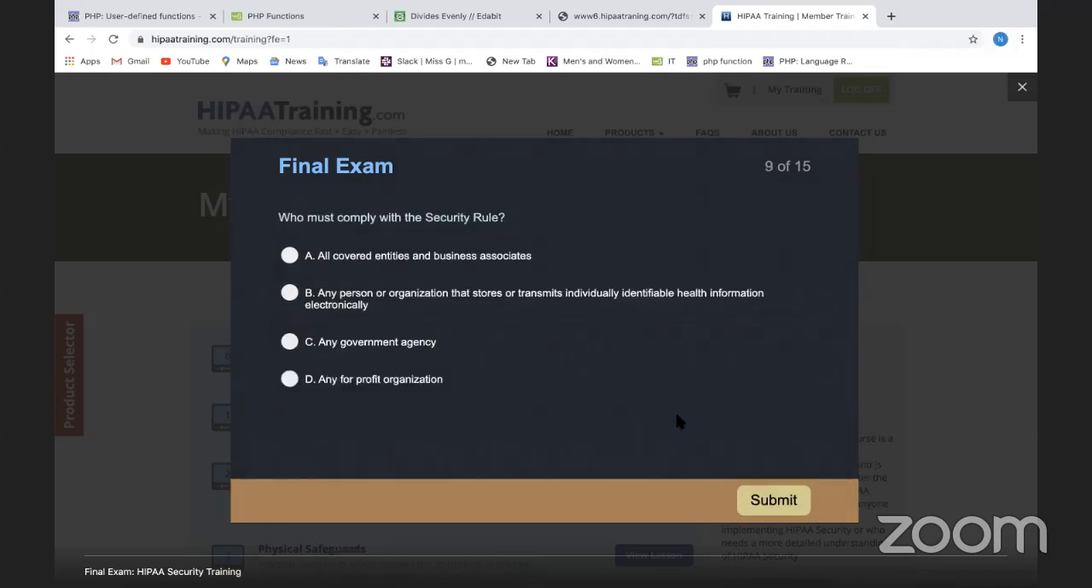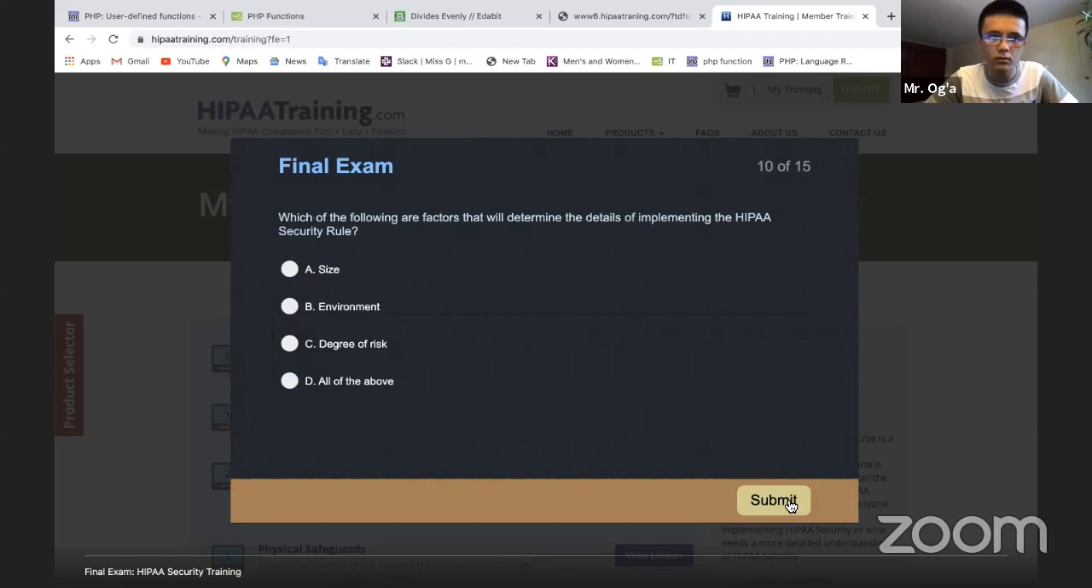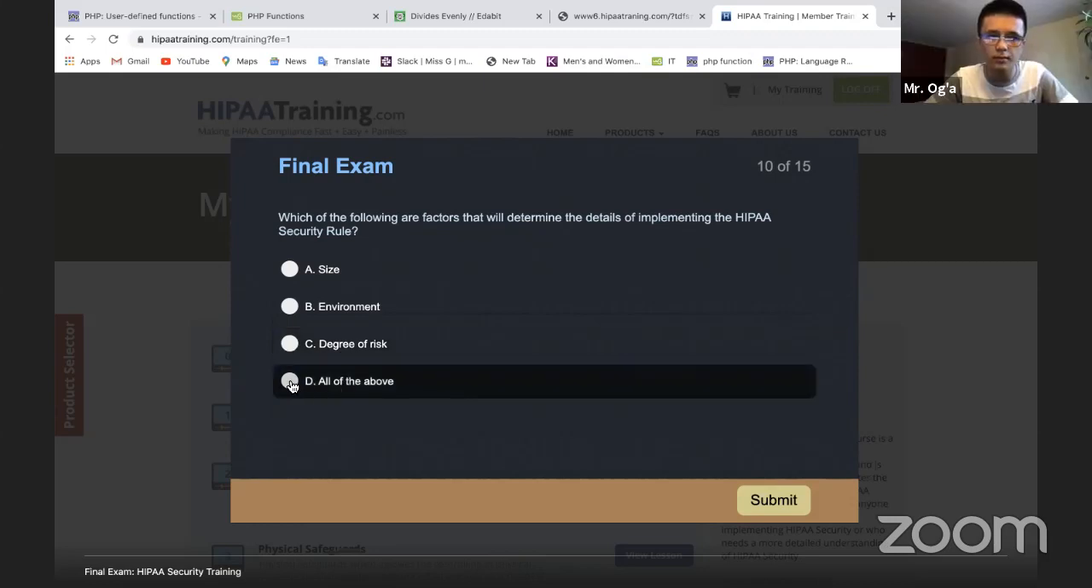Who must comply with the security rule? All covered entities and businesses, any person or organization that stores or transmits individually identifiable health information electronically. Yes, sir. The following factors will determine the details of implementing the HIPAA security rule. All of the above.